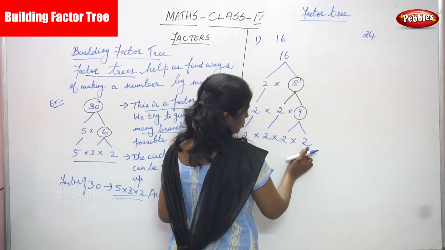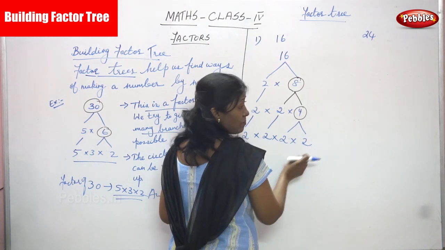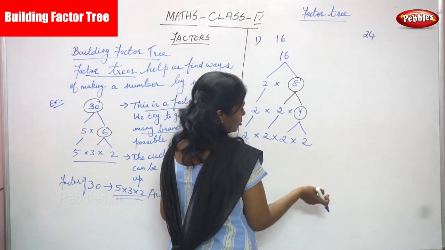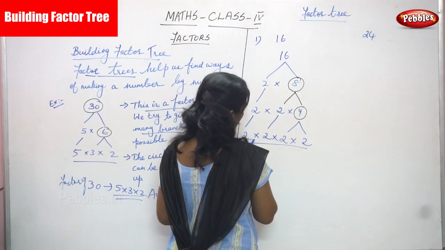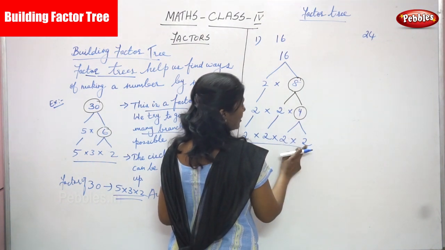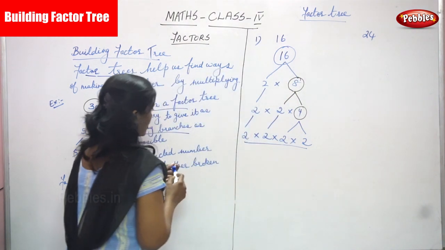So 2 into 2. If I circle the 2, you get 2 into 1, the same number repeated. So it's not necessary to do that. You stop here. So 2 into 2 into 2 into 2. That means 2 into 2 is 4, 4 into 2 is 8, 8 into 2 is 16. That means 16 you can get.